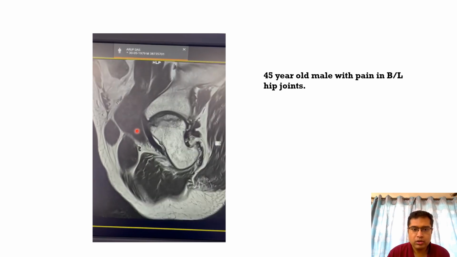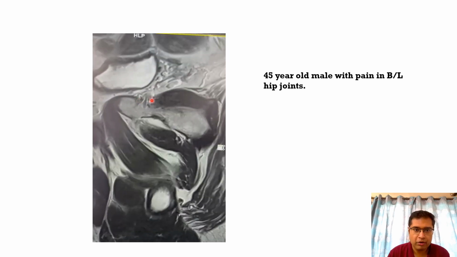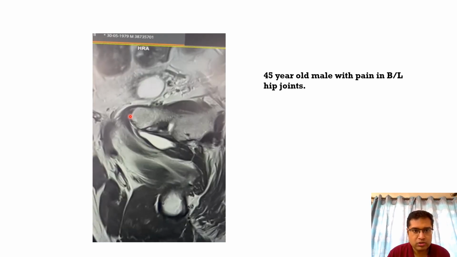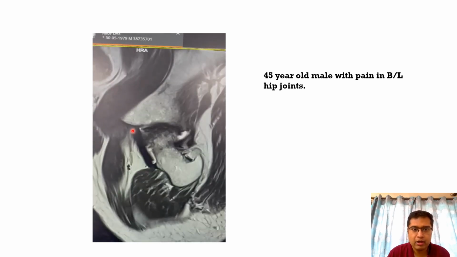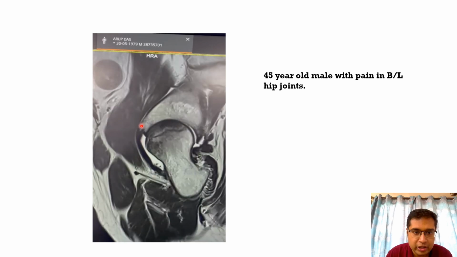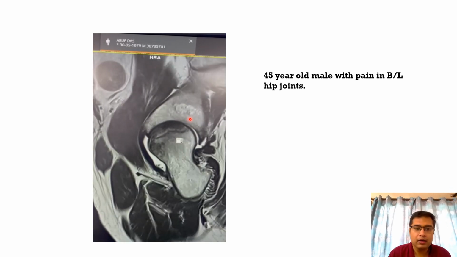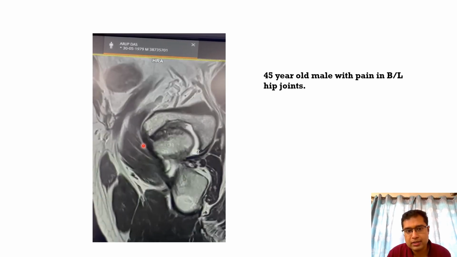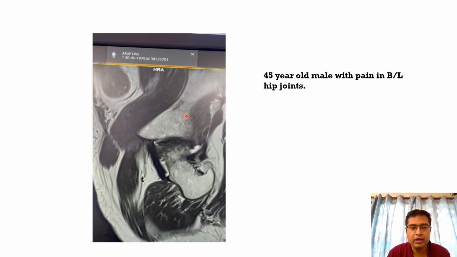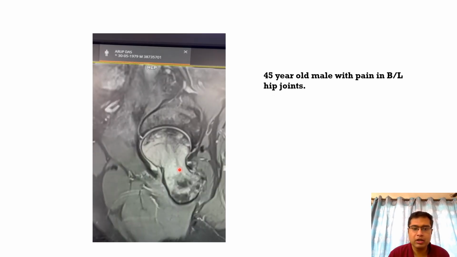So this is the right hip joint where we see the well-defined geographic area with double line sign, but there is no subchondral insufficiency fracture or crescent sign. While in the other hip, on these images, we can see that there is a T2 hyperintense signal paralleling the surface contour of the femoral head, suggesting a subchondral insufficiency fracture. And there is a large geographic area of avascular necrosis. So this changes the stage of that particular patient.